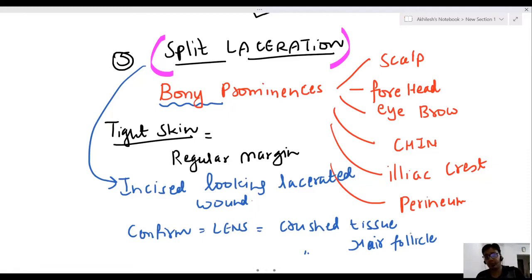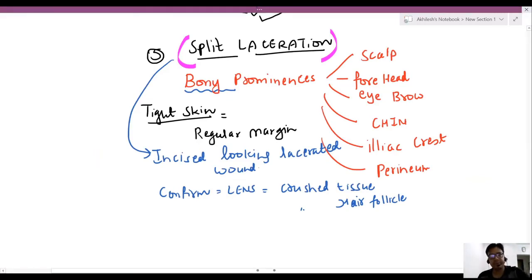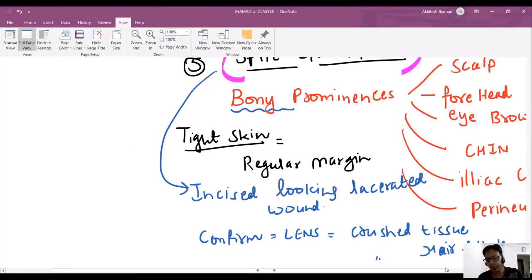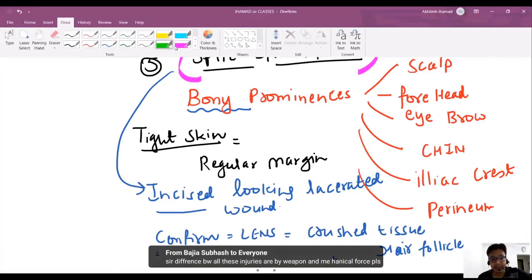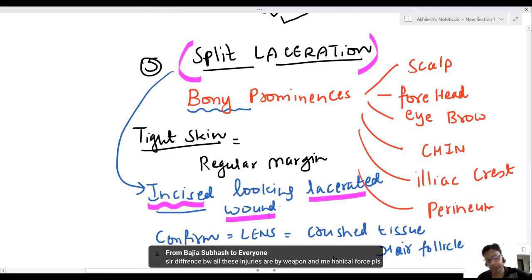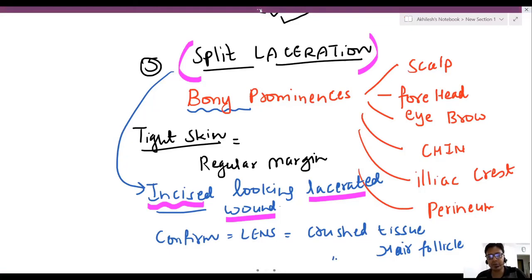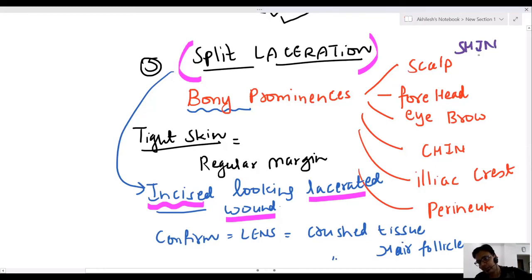Look, sir, I'm going to show you the picture because this picture can come in exam. This is a very important picture. Don't worry. This is incised looking laceration, not lacerated looking. See the difference, sir. It looks like incised, but it is a laceration. These are seen on bony prominence. Like what are the bony prominences? Perineum. And one more site you can write down: shin. Shin is the anterior part of the tibia, the anterior part of the leg.